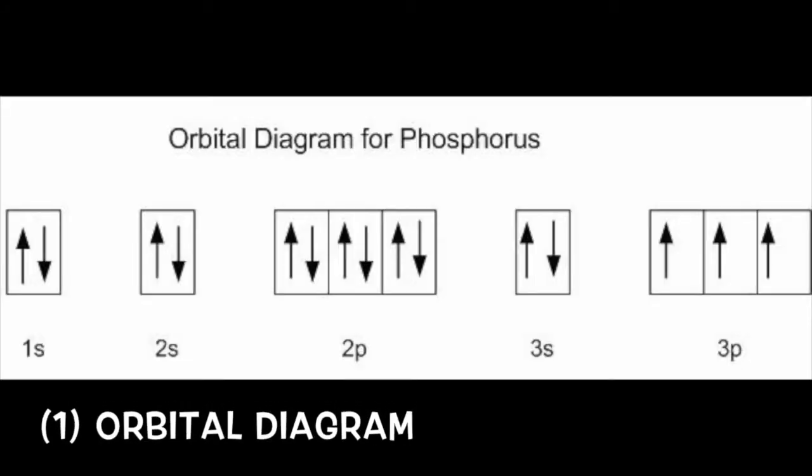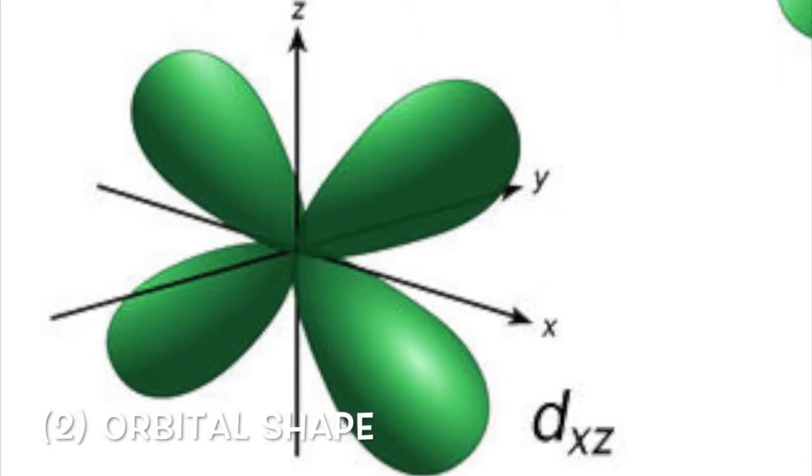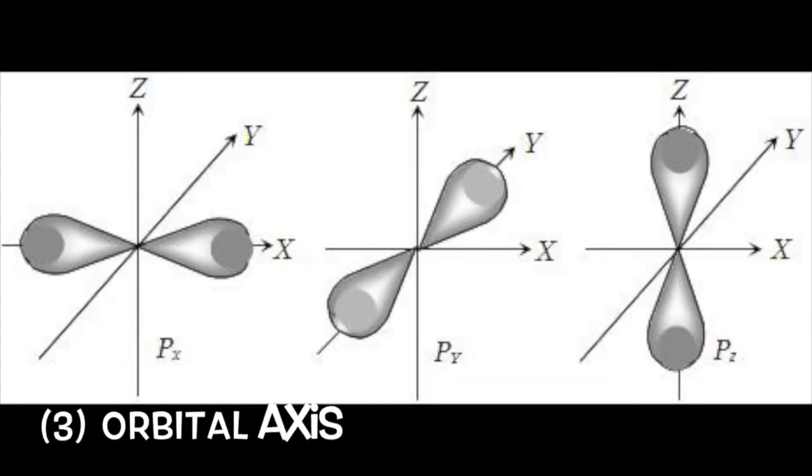For one, orbital diagrams, which we've already learned how to do. Another is recognizing orbital shape. In this case, it's a double dumbbell, so we know it's the d orbital. The AP exam could also ask why the axes change for the orbitals, and that is due to the change in the magnetic quantum number, ML.